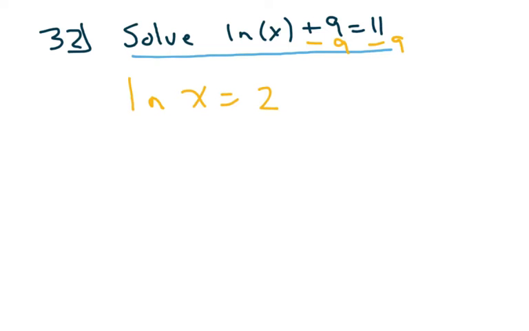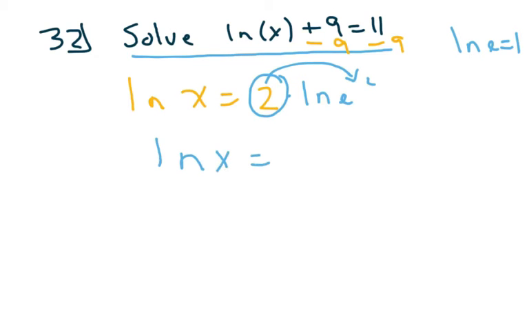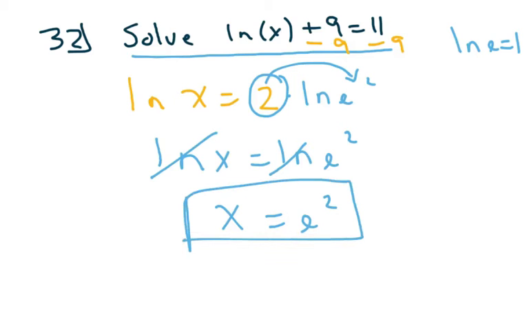Now, instead of remembering the formula for this, you can just multiply this by ln of e. ln of e equals 1. Then I use my power property and bring the 2 up here. So I have ln of x equals ln of e squared. I can cancel out my ln, so x equals e squared. Or you could just use the formula.